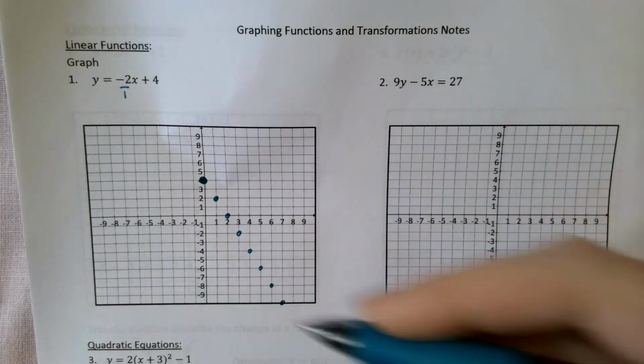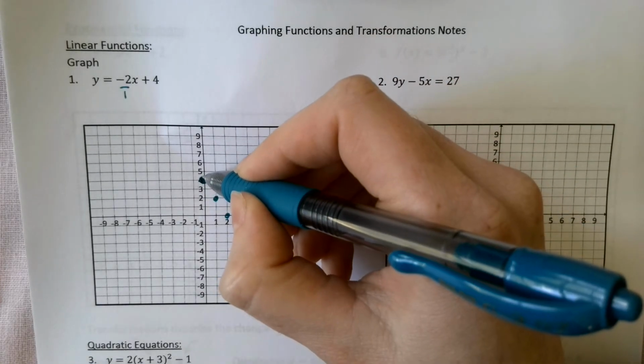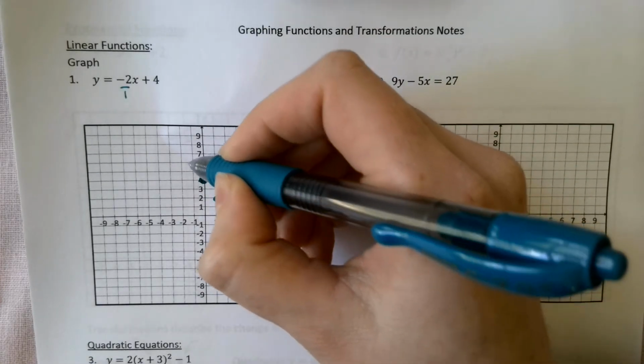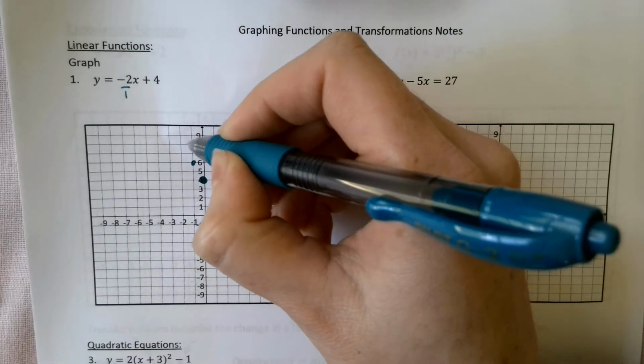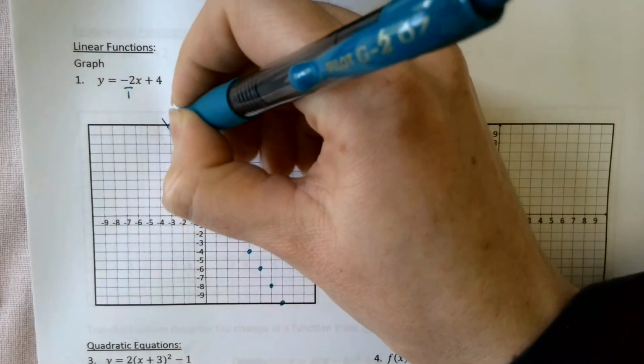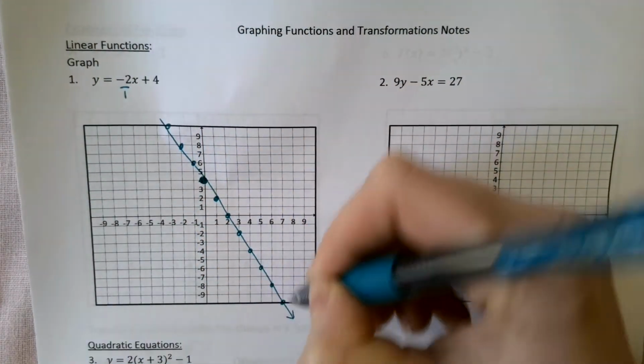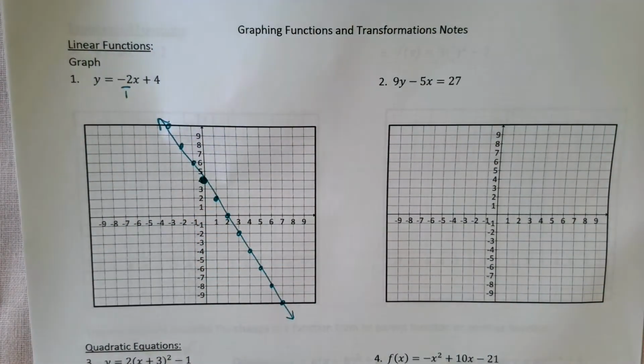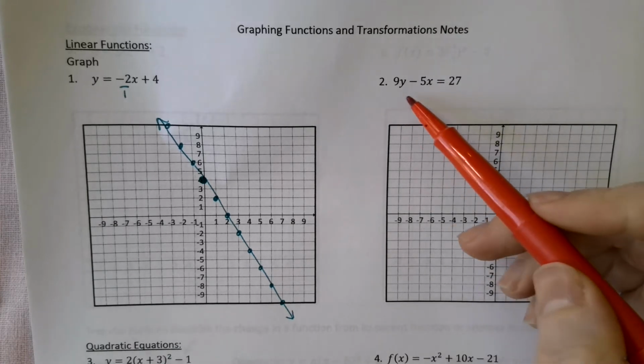And then once you reach as far down as you can go, you need to do the opposite. So we went down 2, so now we're going to go up 2. We went to the right 1, so now we're going to go to the left 1. And then we just connect all of our dots. And don't forget to put your arrows.